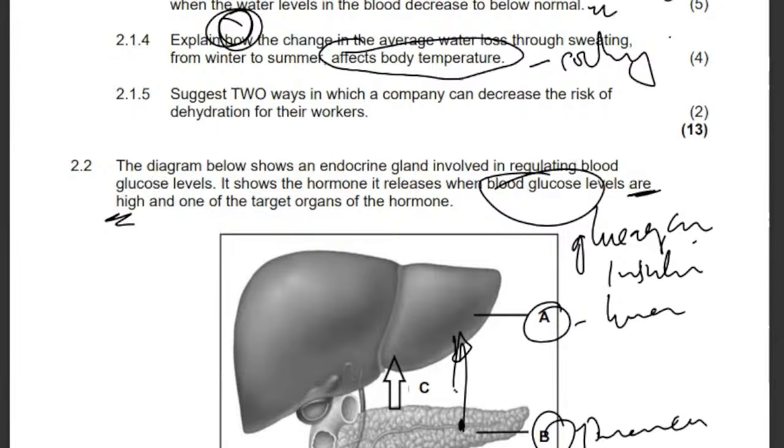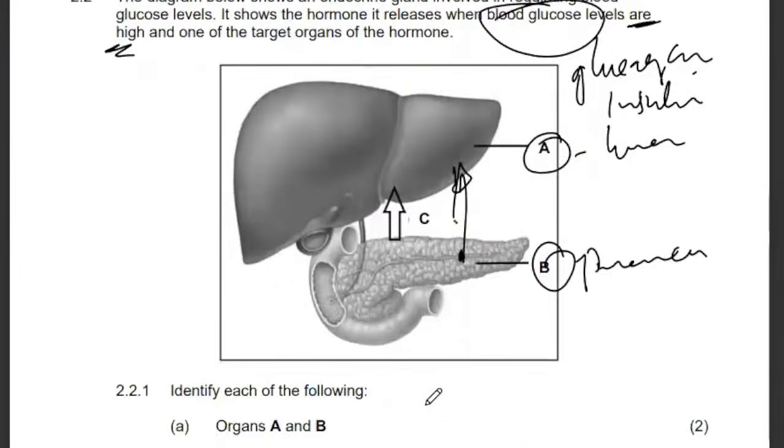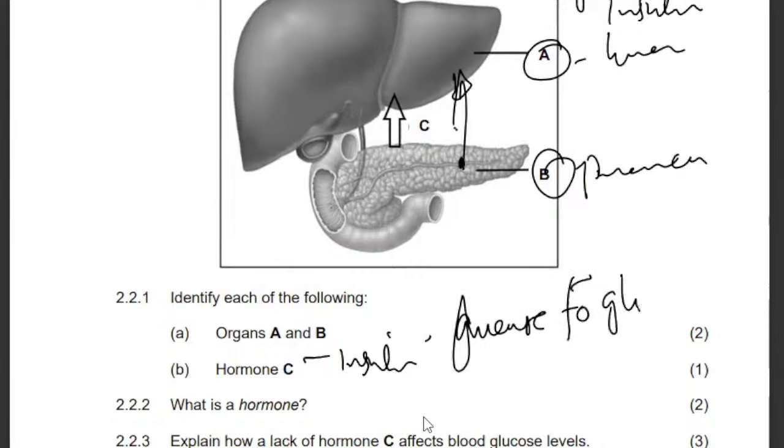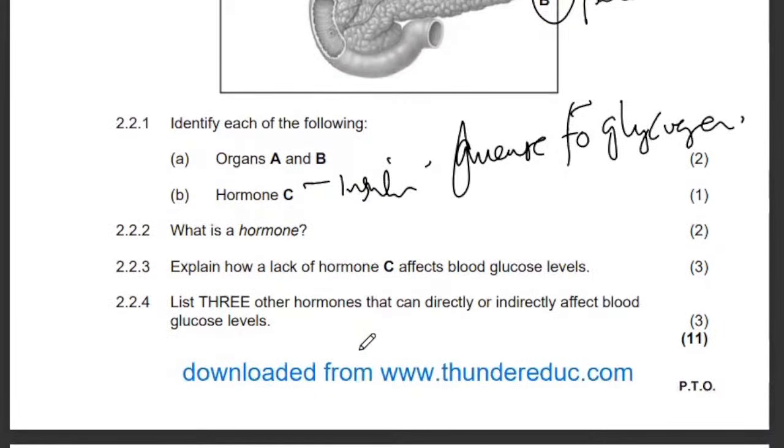So it's the liver which is converting that under the stimulation of insulin, meaning that this hormone is insulin. Insulin will stimulate the liver to convert glucose to glycogen. So what is a hormone?